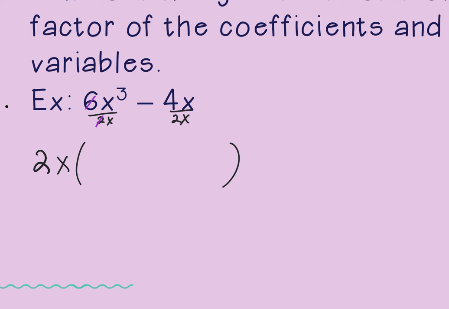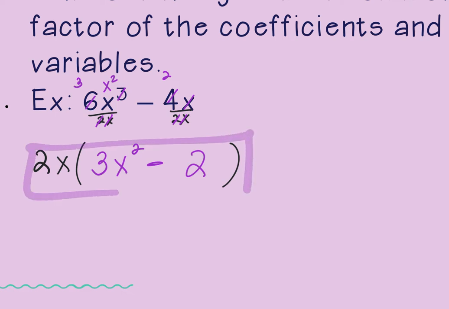So 2 goes into 6 3 times, and x goes into the x to the third. This would be x squared. So my first term becomes 3x squared. The minus is there. 2 goes into 4 twice, and the x's cancel. So this is called the factored form of this. If I redistribute it, I should get my question.